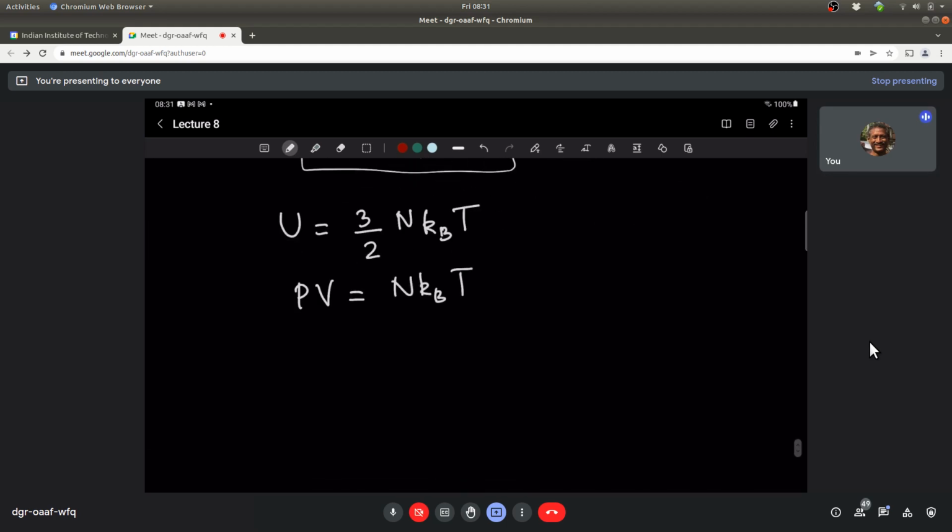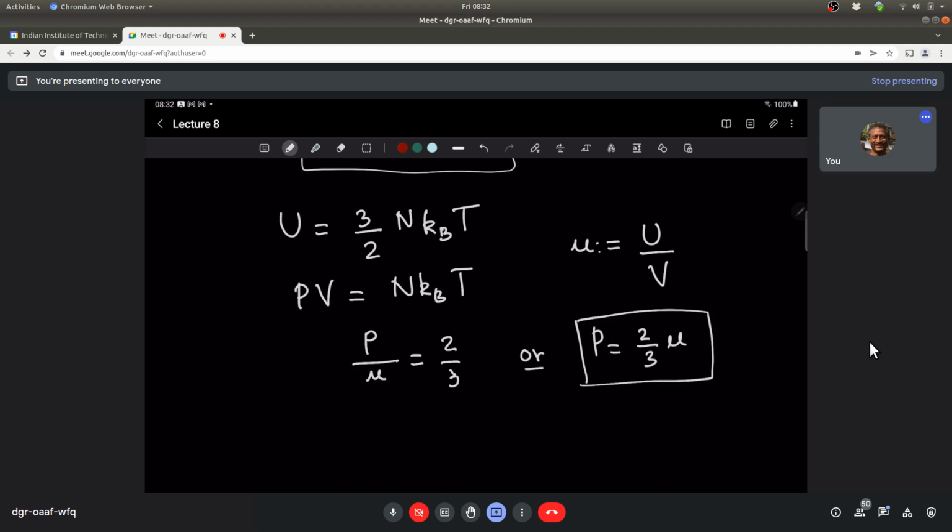Okay, so what we get is, let's define energy density to be U by V. Then we can just go ahead and divide these two things. So what we get is P by U, not capital U, little u, equal to, what is it equal to? 2 by 3. Pretty cool formula.